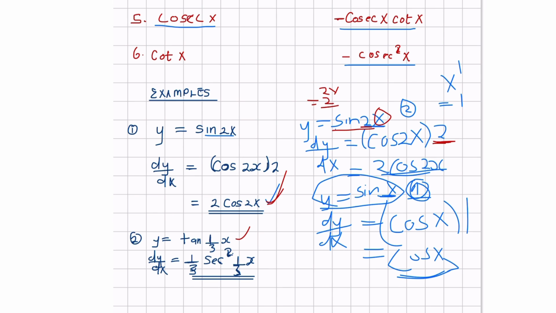Now, when differentiating tan of 1/3 x, we just apply the same rule that we applied on our previous example. So we're going to get the derivative of tan, which is sec squared. But remember, this is no longer tan x, but it's tan of 1 over 3 x. So we're going to write sec squared of 1 over 3 x. Then the derivative of 1 over 3 x is 1 over 3, which is here. So our final answer then will be 1 over 3 sec squared of 1 over 3 x.